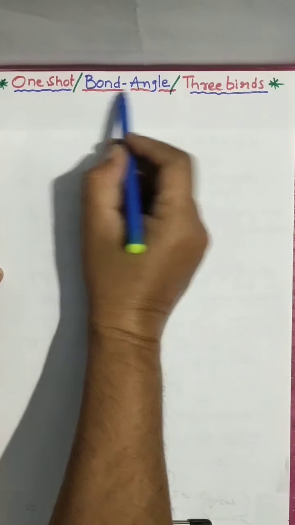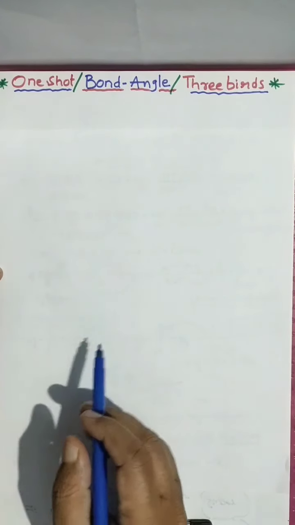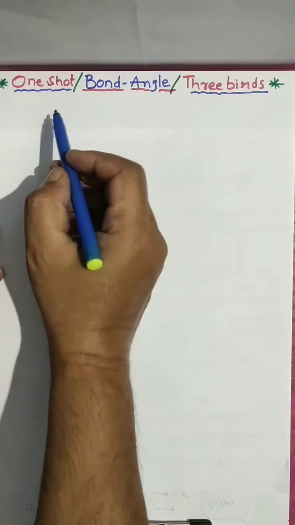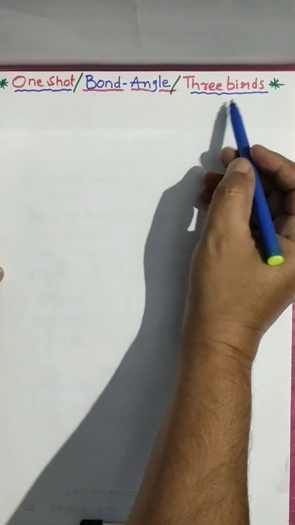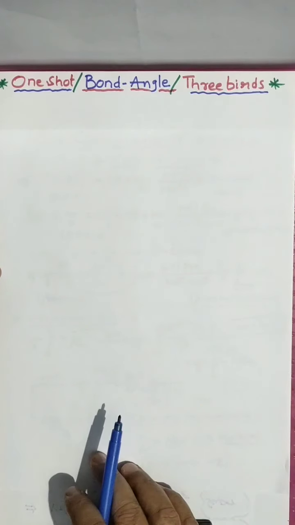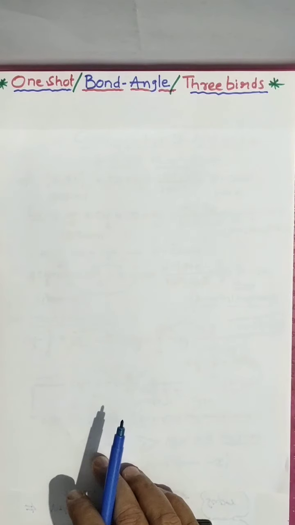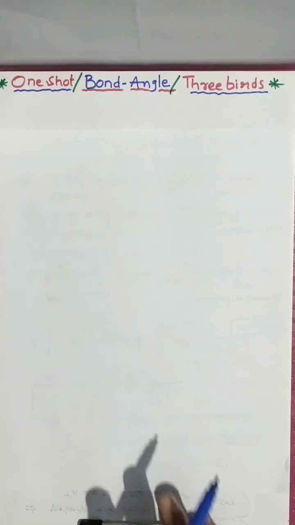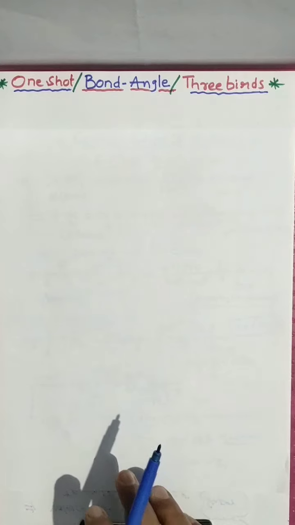Hi students, today we are going to discuss a very important concept in chemical bonding, and we have the chance to get a question every year from this concept, that is bond angle. Today I am going to explain a concept one shot with three birds. Means in one concept only we are learning three different bond angles related with each other.